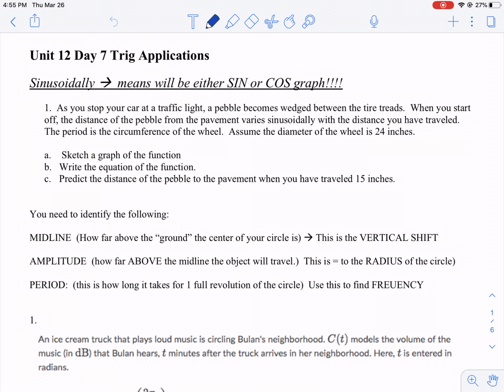They'll use the word sinusoidally quite often. If they say a graph or a situation is sinusoidally, that means it's either a sine or a cosine graph. Sines and cosines can be transformed into each other. So just know it's either sine or cosine.